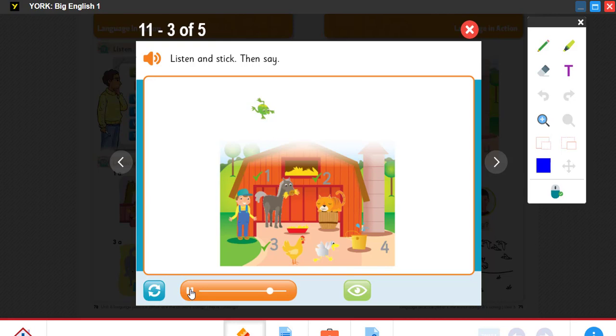4. What is it? It's a big green frog. Oh, what's it doing? It's jumping. Yes. And for sure number 4 is the frog. And what's the frog doing? It's jumping. Yes, correct answers. And let's move to the next question.